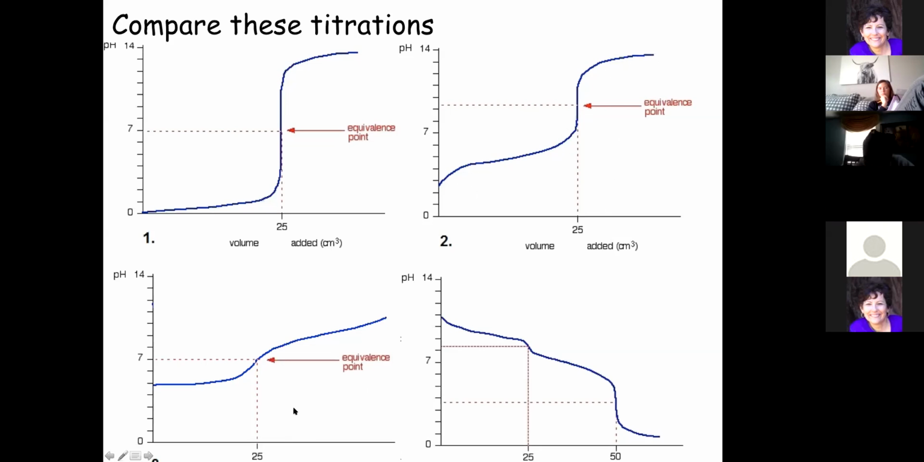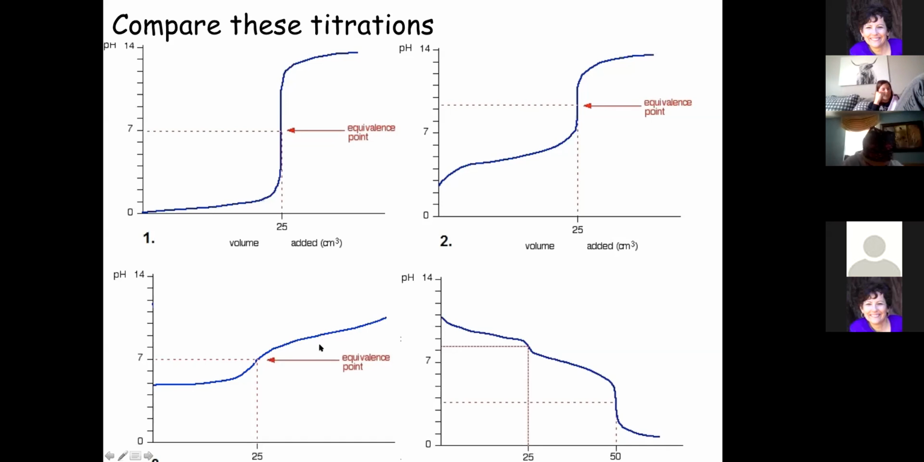And what about the number 3 down here on the bottom left-hand corner? Is that still a weak acid? Mm-hmm, that's still a weak acid. And am I titrating it with an acid or a base? Yeah, I'm titrating it with a base. This time I'm starting off at pH 5 and I'm going up. My equivalence point is about pH 7, and then I'm going a little bit more, and I'm ending up at only about pH 9 or something.